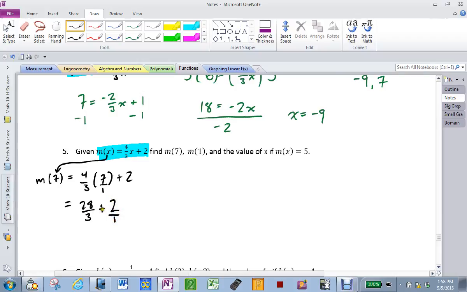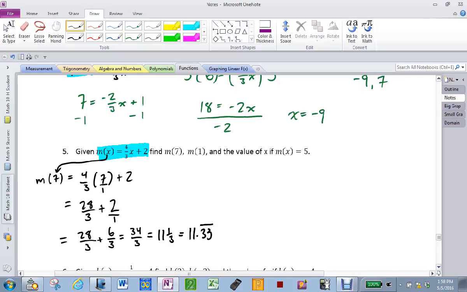Can I add those? No. Why? Because I don't have a common denominator. So it's 28 over 3 plus 6 over 3, right? Because 6 divided by 3 is 2. To get me 34 over 3, which is a perfectly acceptable answer. It is in simplest form, but you could also write it as 11 and 1/3. And you could also write it as 11.33 repeating.